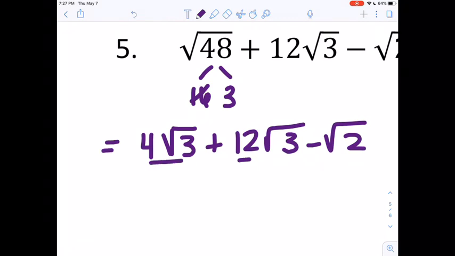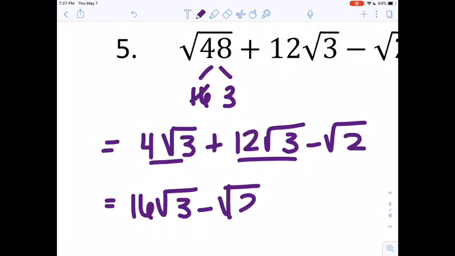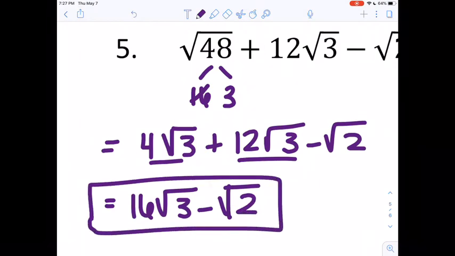So let's combine our like radicals. That's just these two. So that becomes 16 root 3 minus the square root of 2. And there's my final answer.